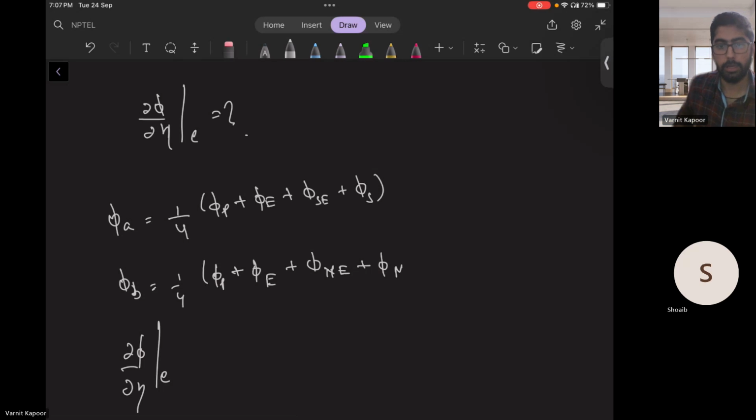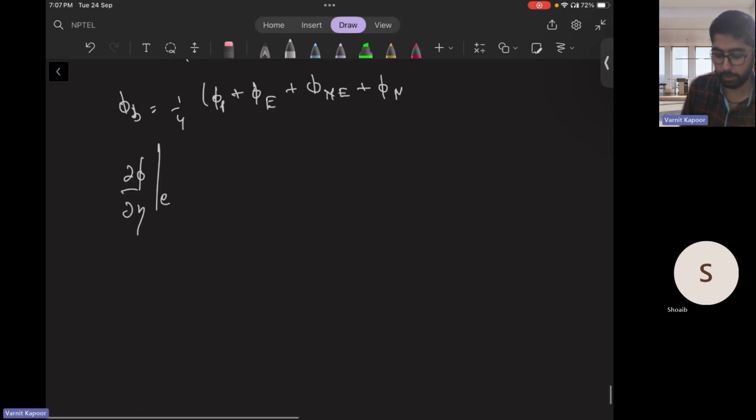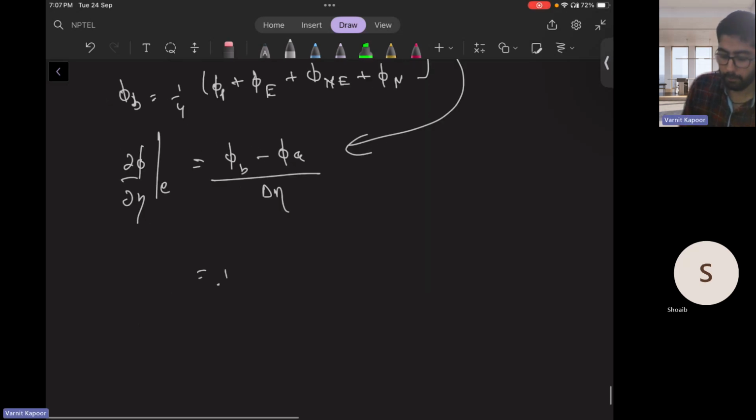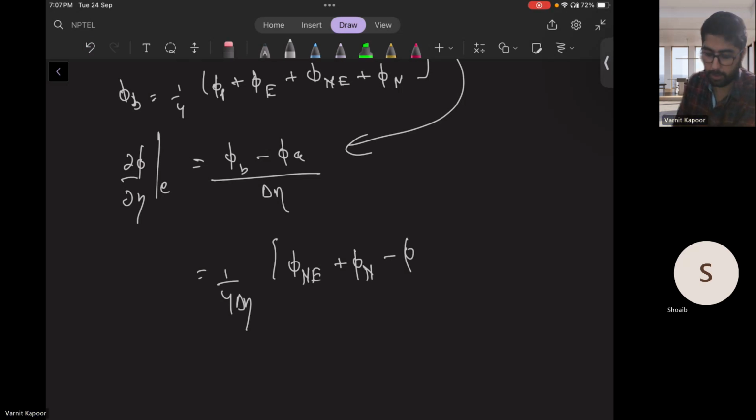Now, the other way is if you have B and A values, which you have calculated now, that is phi B minus phi A over del eta. We put the values of phi B minus phi A here. So you will get 1 by 4 del eta times phi northeast plus phi north minus phi of south minus phi of southeast. Okay, this is what we have got at the east face. Correct? North is north, south is south.